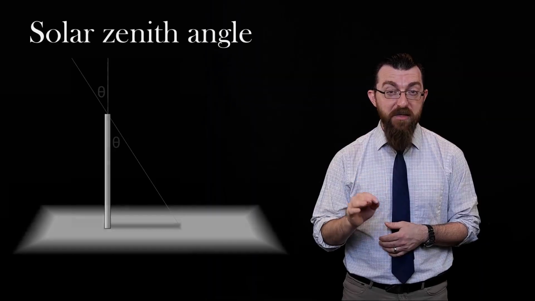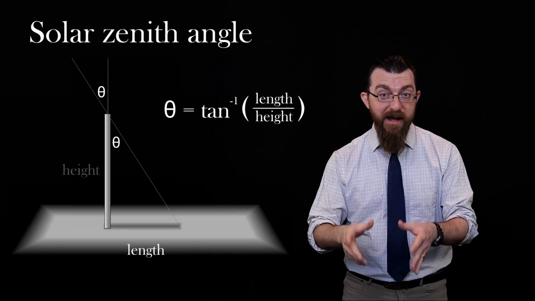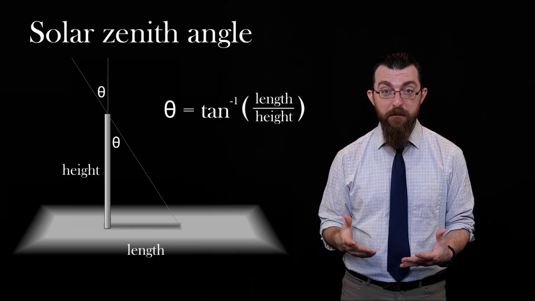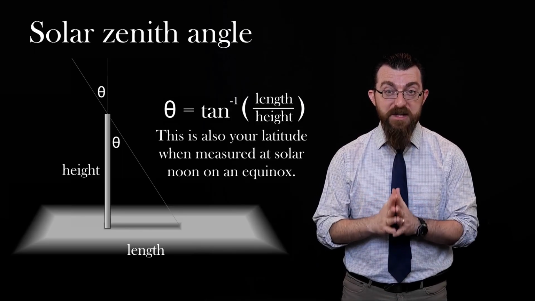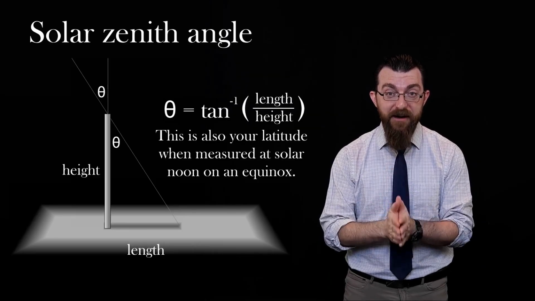The solar zenith angle is the inverse tangent of the length of the shadow divided by the height of whatever is casting the shadow. On the equinox, the solar zenith angle at solar noon will be equal to the observer's latitude.